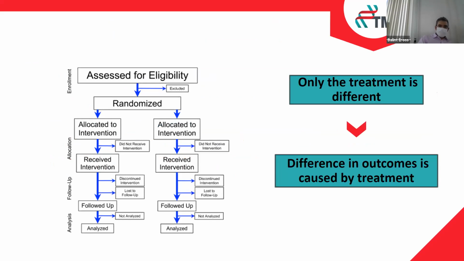We have agreed that the best way to ascertain causality in a clinical trial, or the best method, is doing a randomized control trial, in which between the two arms of the patients, or two groups of the patients, only the treatment is different. And the difference in the outcomes, therefore, is caused by the treatment.